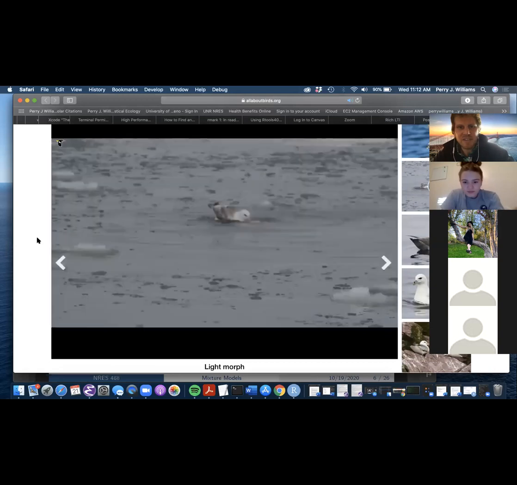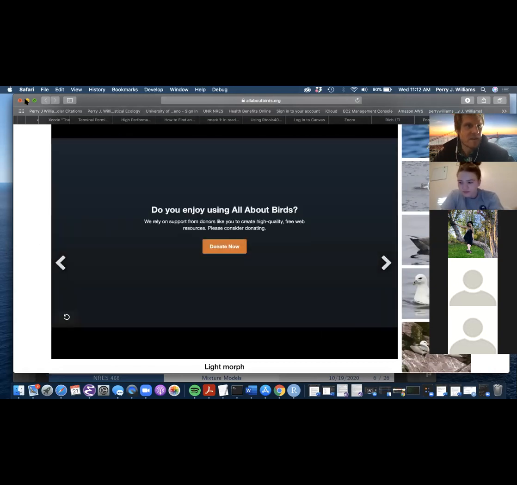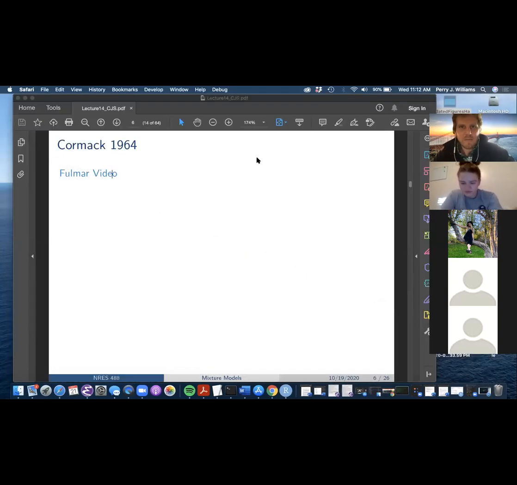So the original CJS model was based on these fulmar population data. Let's look a little bit at that. What they wanted to do when they developed these methods was figure out how they can estimate the survival rates of these fulmars, because it appeared that they had banded individuals that were lasting years and years. They came back. So they wanted to know how well these things survive.